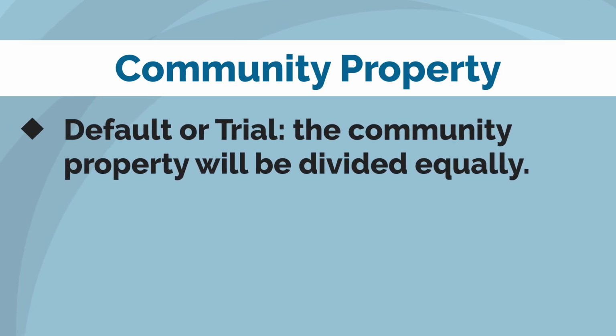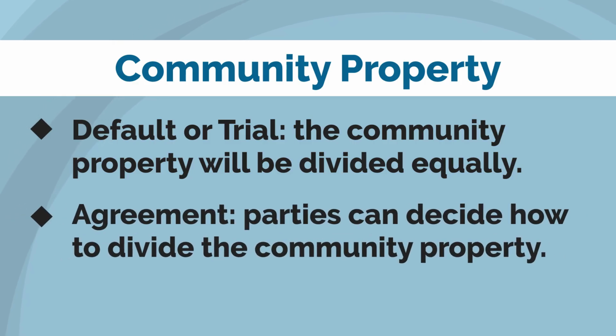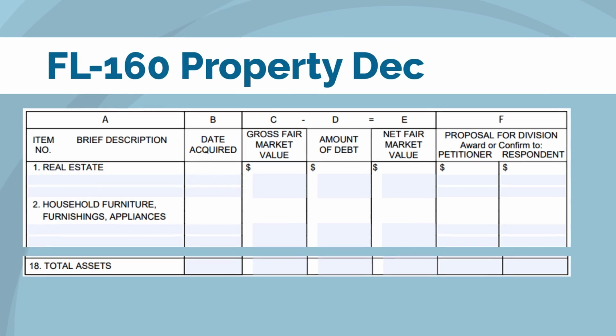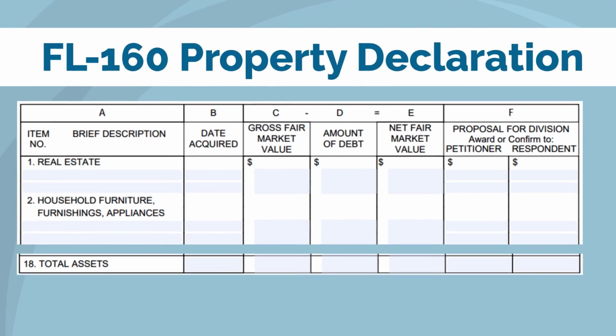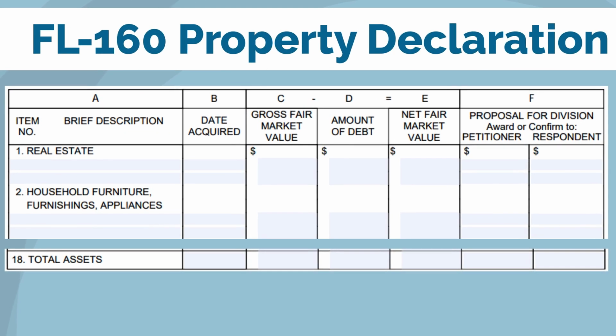If you are moving forward by default or trial, the court will divide the community property equally between the parties. If you are moving forward by agreement, you and the other party can agree to divide the community property unequally. Separate property is defined as any asset or debt that was acquired before the date of marriage or after the date of separation. This is an example of Form FL-160 Property Declaration. Generally, you will need to complete 2 of these forms, one for separate property and one for community property.